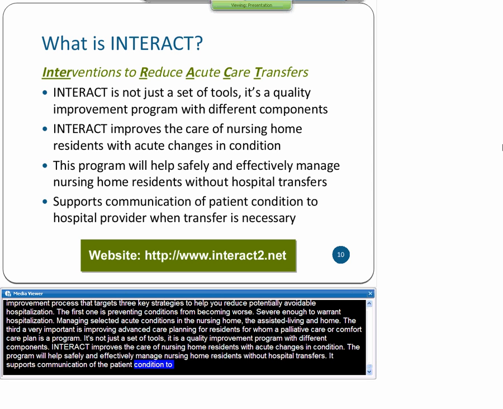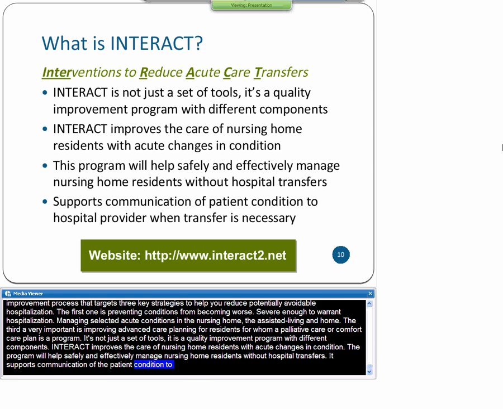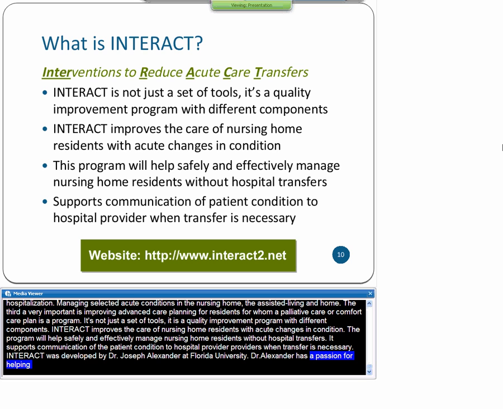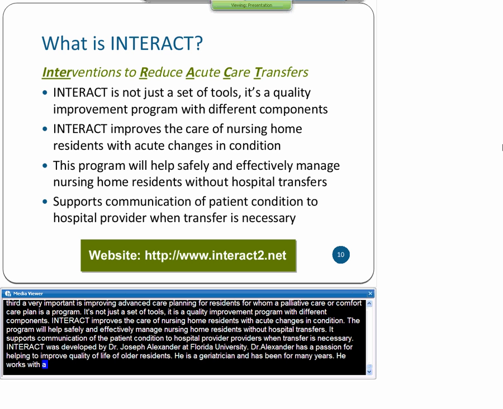developed by Dr. Joseph Alexander at Florida University. Dr. Alexander has a passion for helping to improve quality of life of older residents. He's a geriatrician and has been for many years. He has worked with a talented team of likewise passionate nurses and social workers and other physicians to develop and pilot this program so that it is accepted by many geriatric associations, physicians associations, nurses associations throughout the nation.